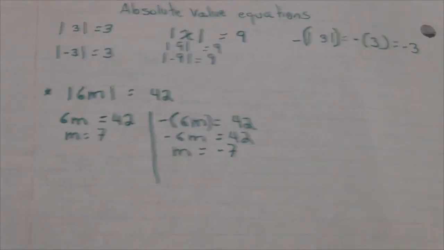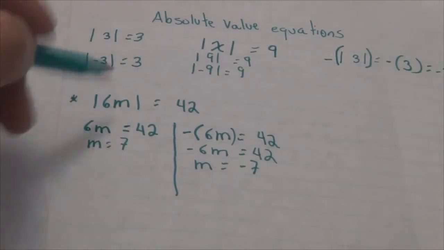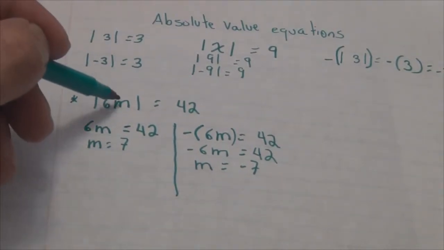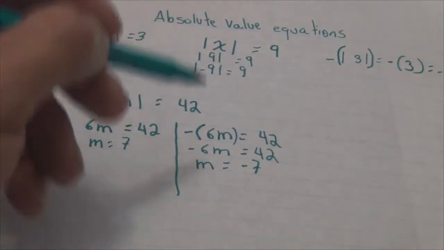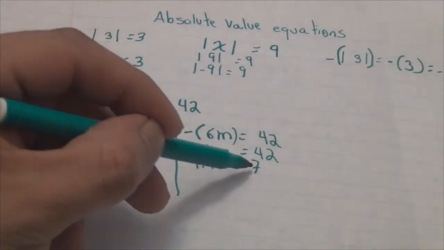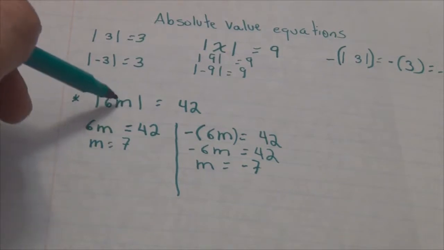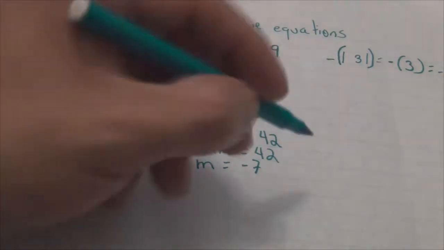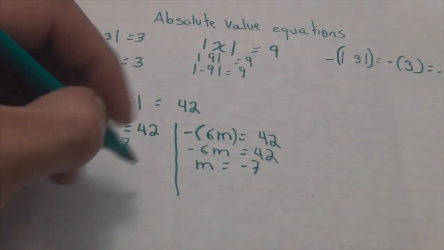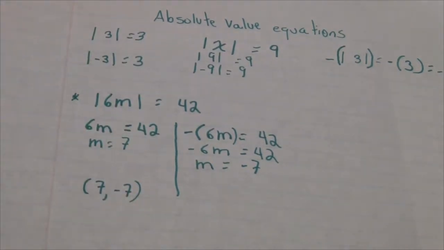So what is the meaning of this? Easy. You have to check. So we're gonna replace the answers that we got. Let's put 7 here. So 6 times 7 is 42. Absolute value of 42? 42. Good, it checks. Now let's try this one. We got -7, so we're gonna replace -7 over here. 6 times -7 is -42. The absolute value of -42 is 42. So it checks. So the answer is 7 and -7. Got it? Okay. Let's do another one.